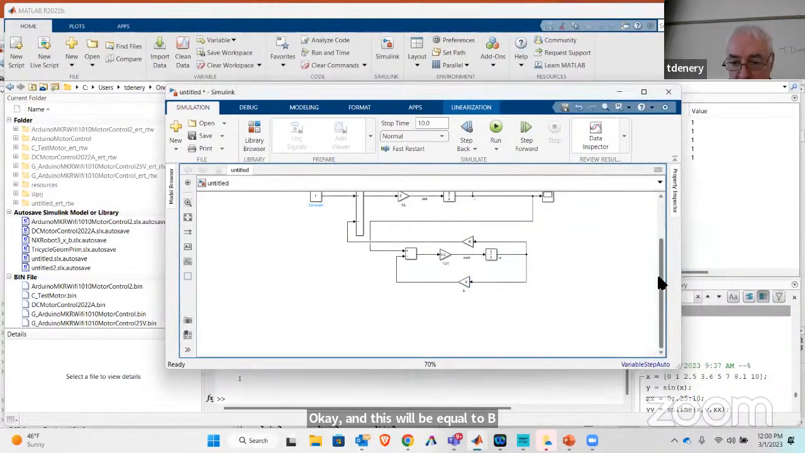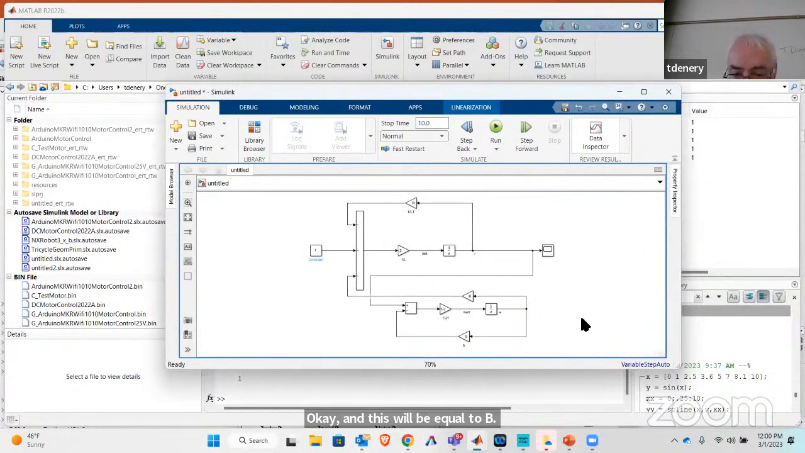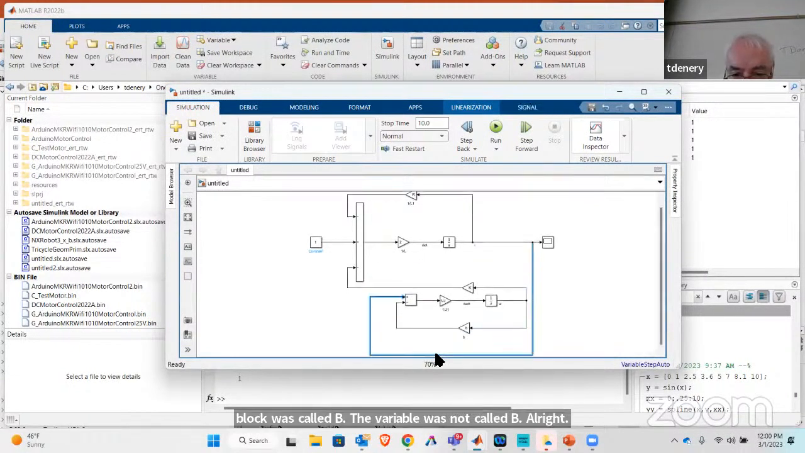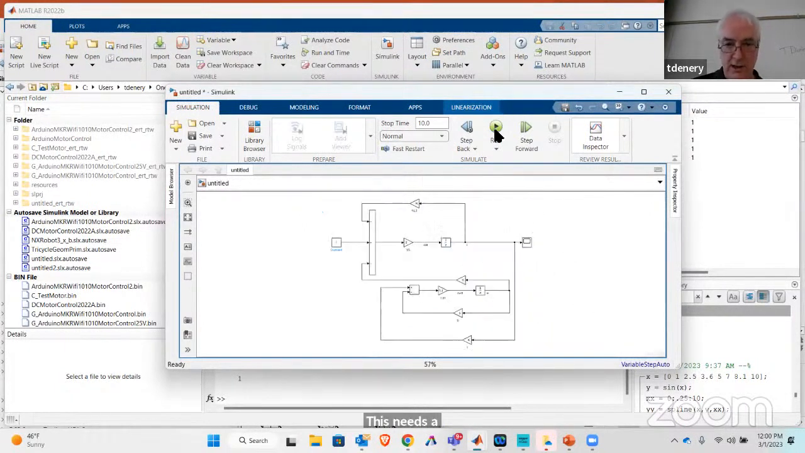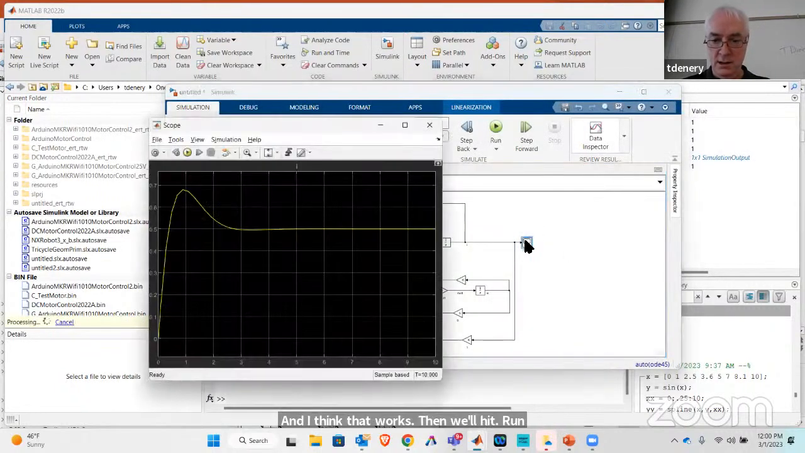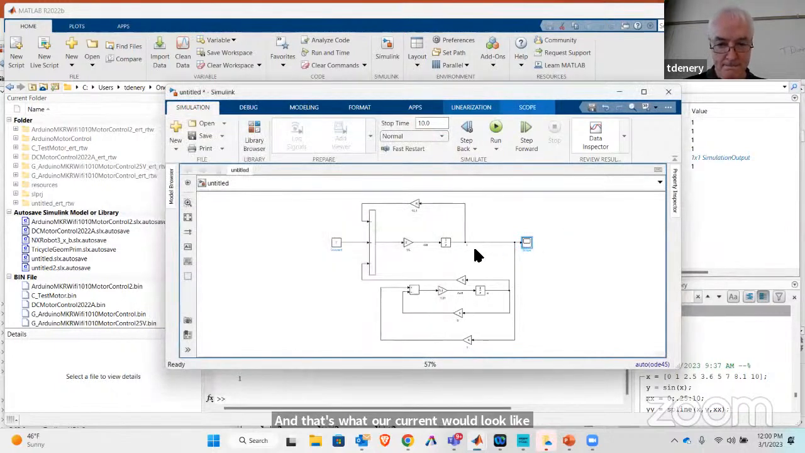Okay. And this will be equal to B. The block was called B, the variable was not called B. All right, and finally, this needs a multiplication of that same K. And I think that'll work. And we'll hit run. And that's what our current would look like. And this is what our shaft velocity would look like.